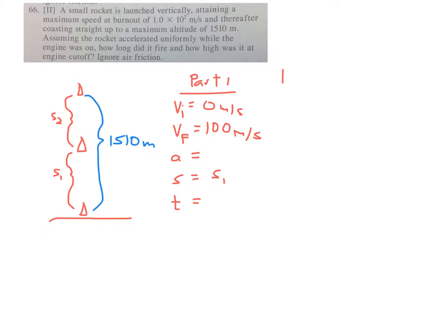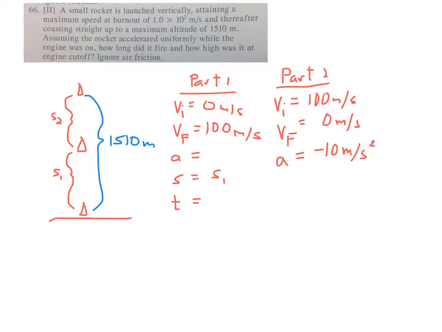Then in part 2, however, and we'll connect these together in a minute, we have a V initial that is the 100 meters per second. That's the V final from part 1. And the V final here is going to coast to a stop, so it's going to end up at 0 meters per second. And now the acceleration, we'll use the rounded off value, negative 10 meters per second squared instead of negative 9.8, because it's slowing down. And then we have S, which will be S sub 2, and T is unknown.